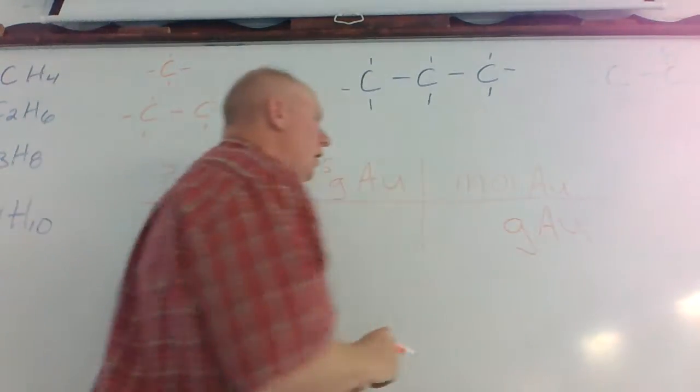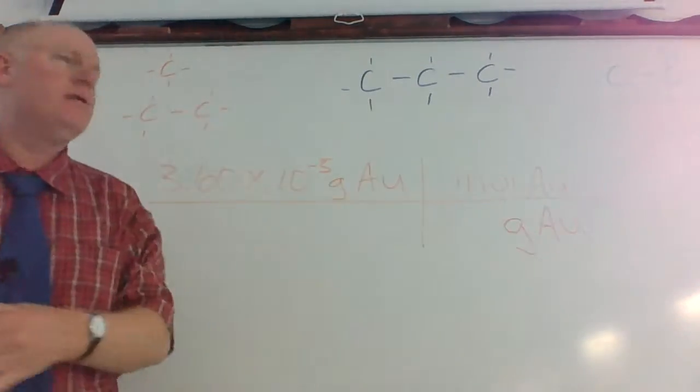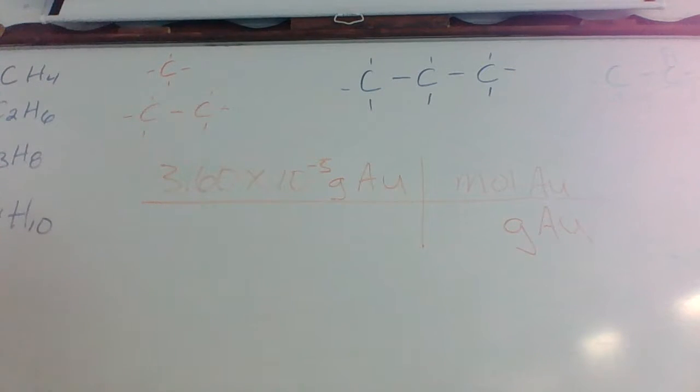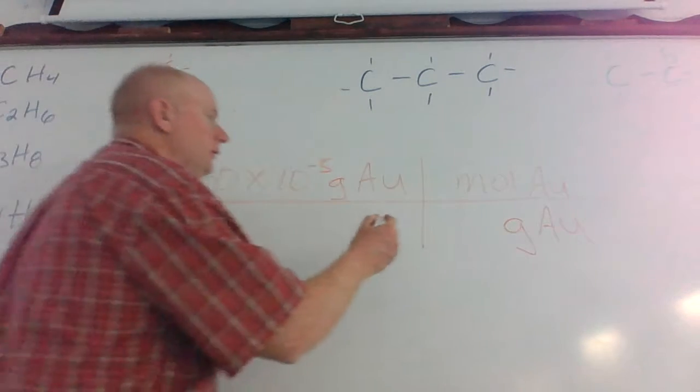Okay? So, we have a space here. So, a number has to go there. We just don't grab it out of the air. We're getting that from A, or your periodic table, which is what for gold? Element 79. 196.